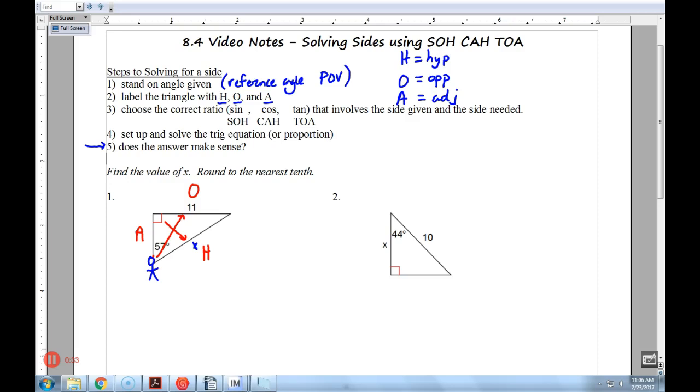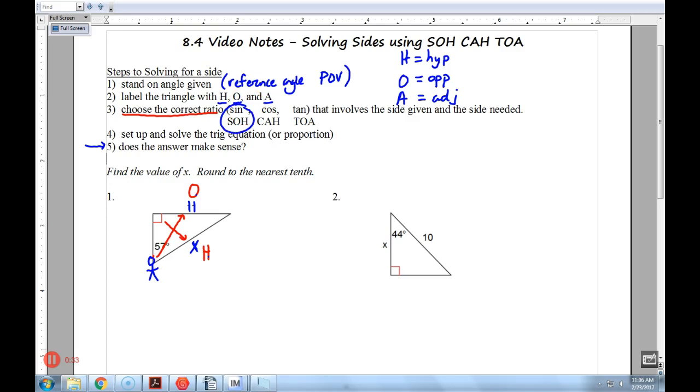Now, part 3, choose the correct ratio. Well, when I look at this drawing and I look at the measurements that I have, they don't give me the adjacent side, and they don't put a letter in the adjacent side. So basically, I don't need this A. I don't need this for this problem. But what I do need is this x, and this 11 that they gave me. So which ratio involves the O, opposite, and the H? Well, the ratio that involves the opposite and the hypotenuse is sine, O and the H.